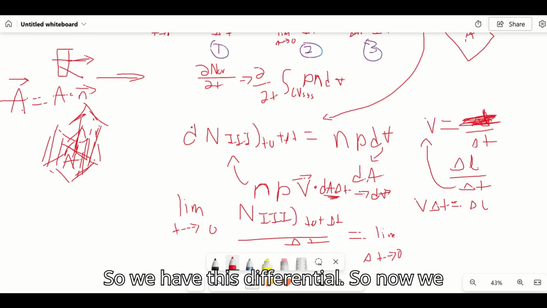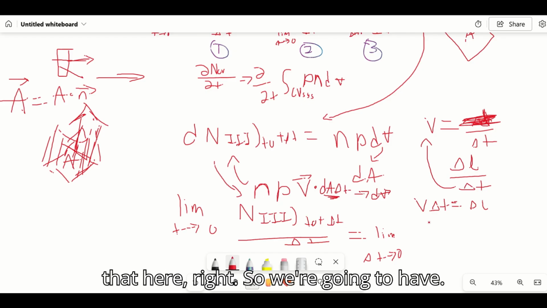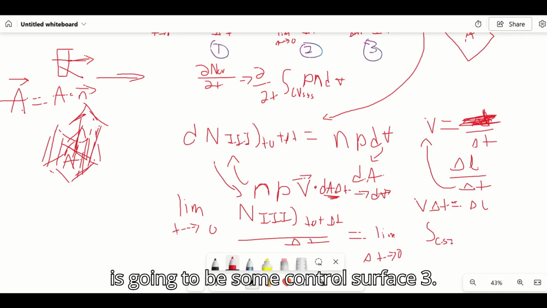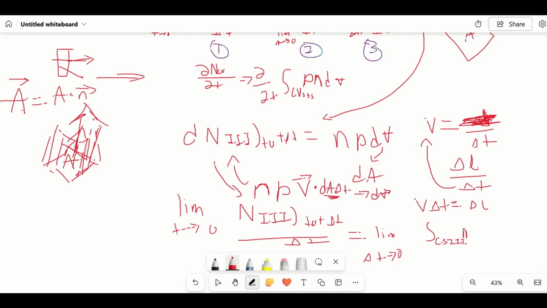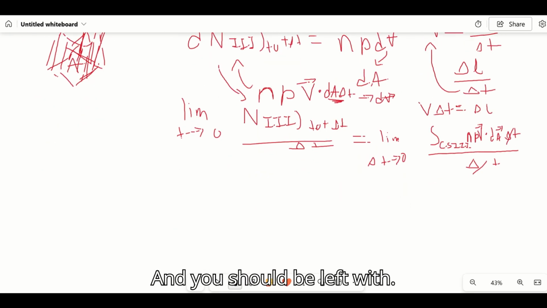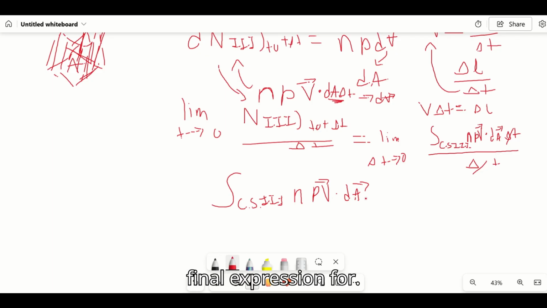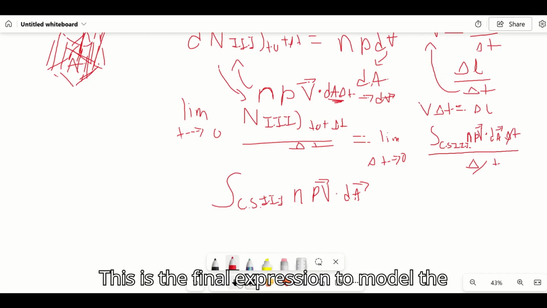So we have this differential, so now we need to integrate it. We're going to have this control surface, and all of this stuff, so control surface 3 is going to be, and we should be left with, now this is the final expression to model the control surface.